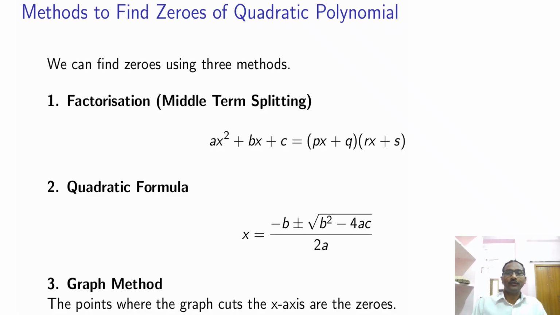Now we are going to cover polynomials part 3: methods to find zeros of a quadratic polynomial.